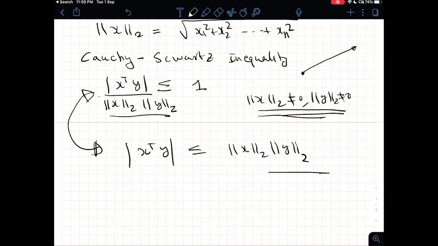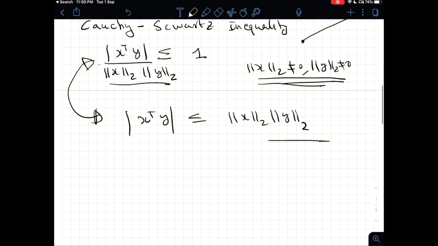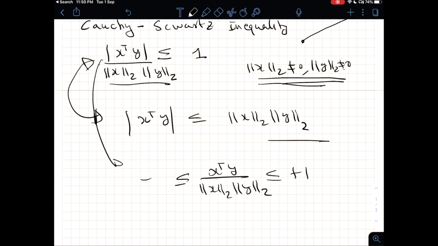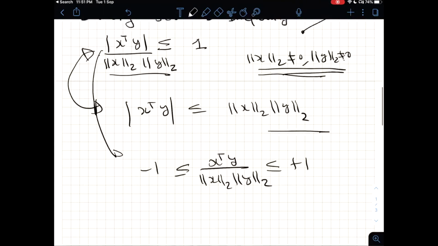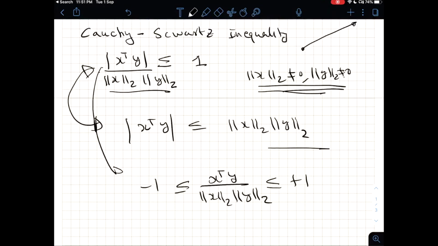Okay. Now this same thing I can alternately state as x transpose y divided by the length of x times the length of y is less than or equal to plus 1 and greater than or equal to minus 1, because the modulus is less than or equal to 1.